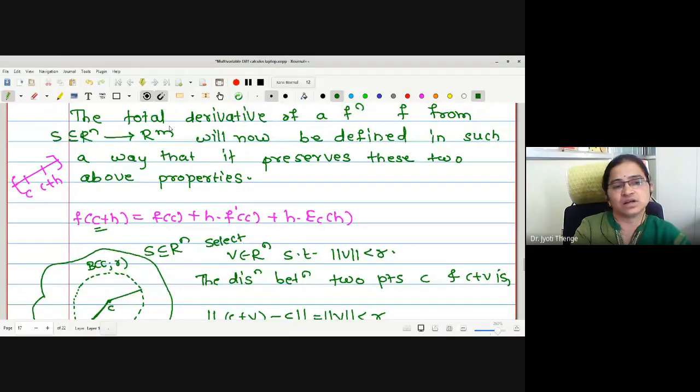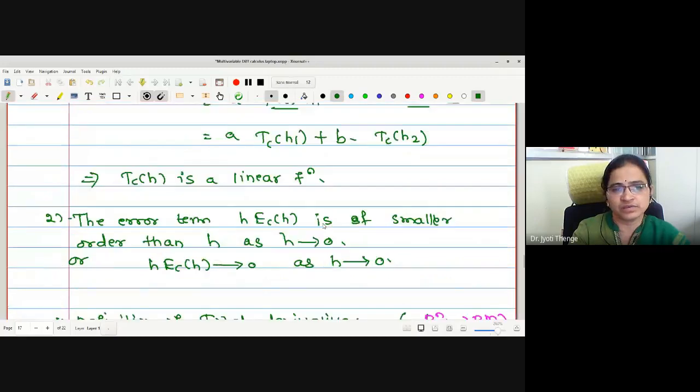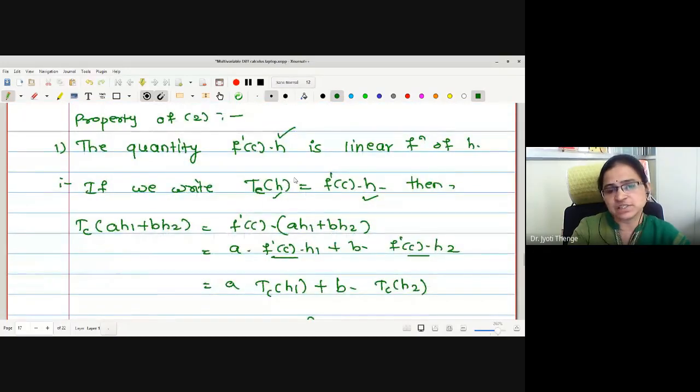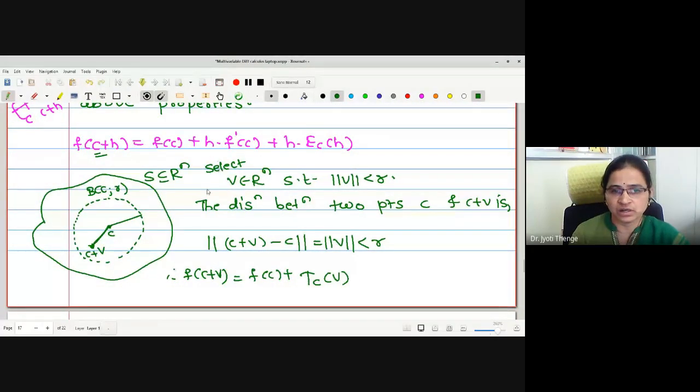Here I will write S contained in R. Right? Therefore, just write f of C instead of C plus H, it is f of C as it is. H applies of C we will denote it with T_C of V. Correct now? Here we have written T_C of H because it is depending on H. Now this depends on V. Therefore, this is H and this is T_C of V. What about this error? H is the numerical value of your increment. What is the numerical value of this vector length? It is given with norm V.